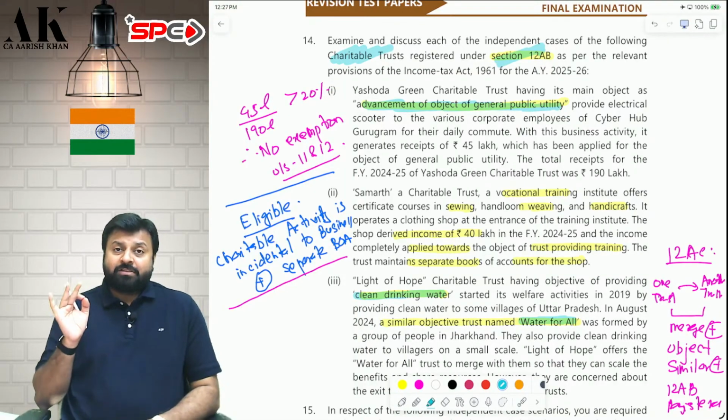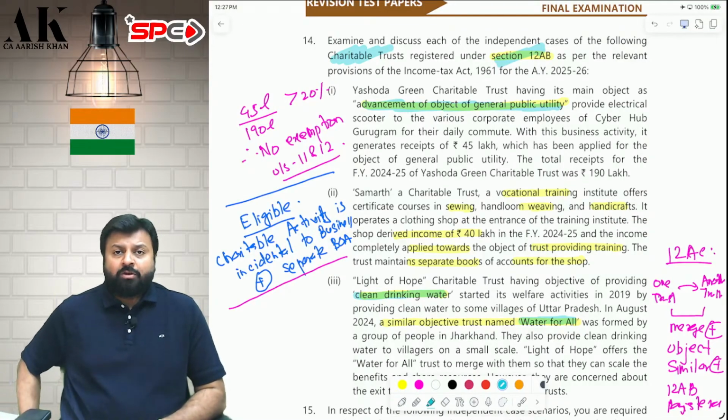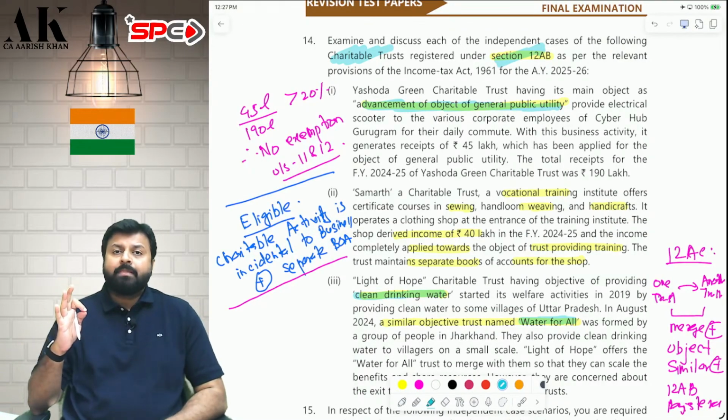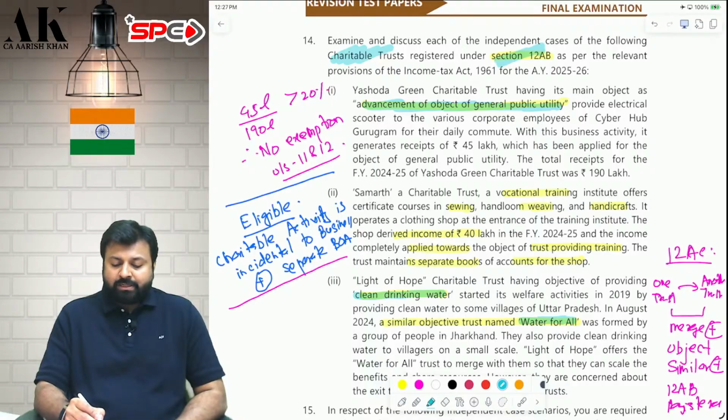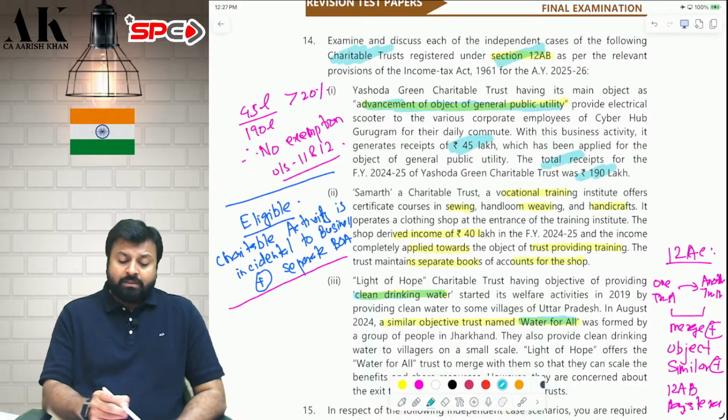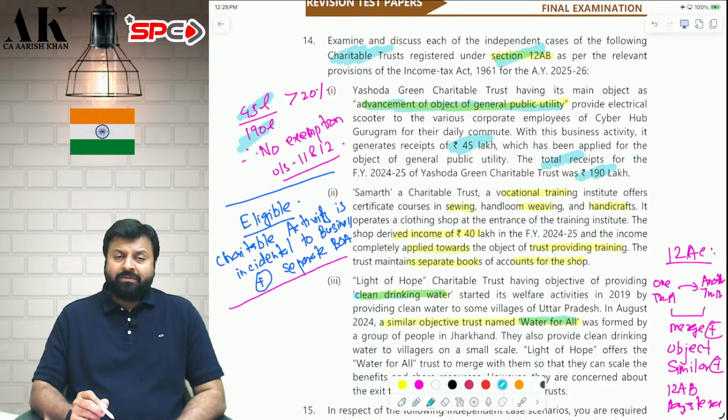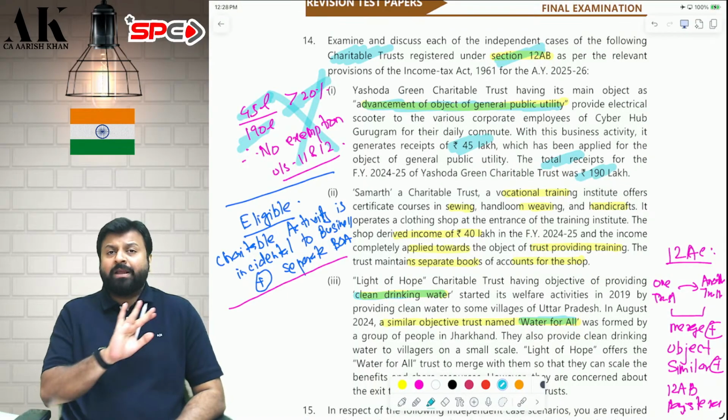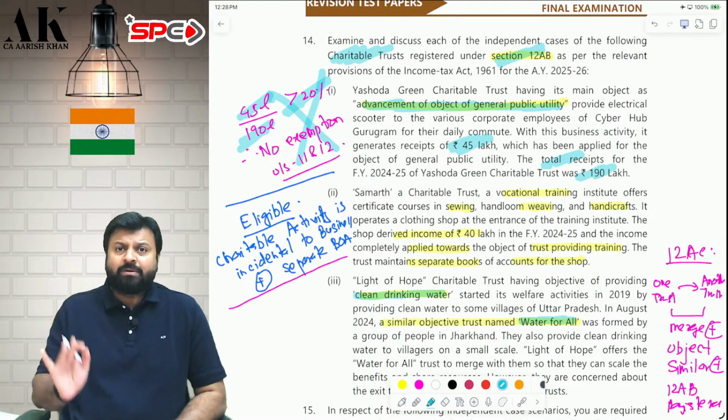If you are a charitable trust which is registered as advancement of any other object of general public utility, then you can claim exemption only if your commercial receipt is up to 20% of total receipts. Now, in this case, the commercial receipt is 45 lakhs and the total receipts of the trust is 190 lakhs. Therefore, commercial receipts divided by total receipts, 45 lakhs divided by 190 lakhs, is greater than 20%. Therefore, the trust will not be eligible for exemption in this case.